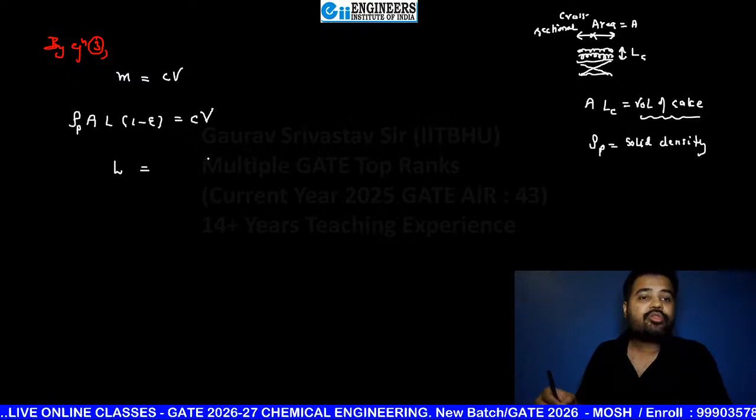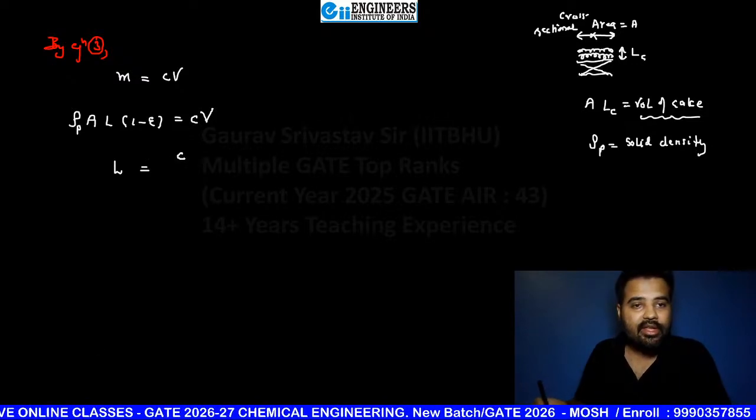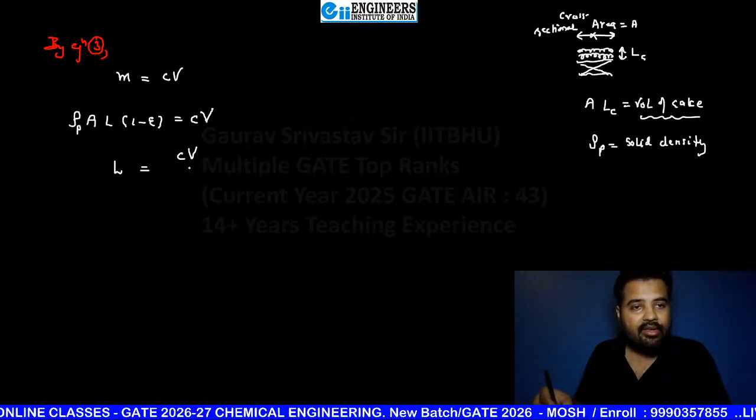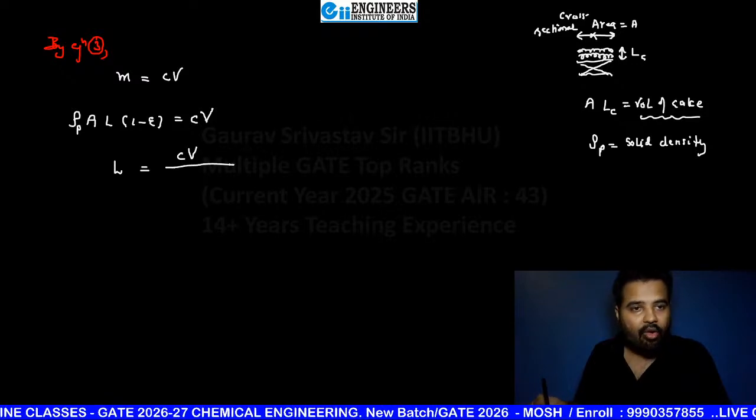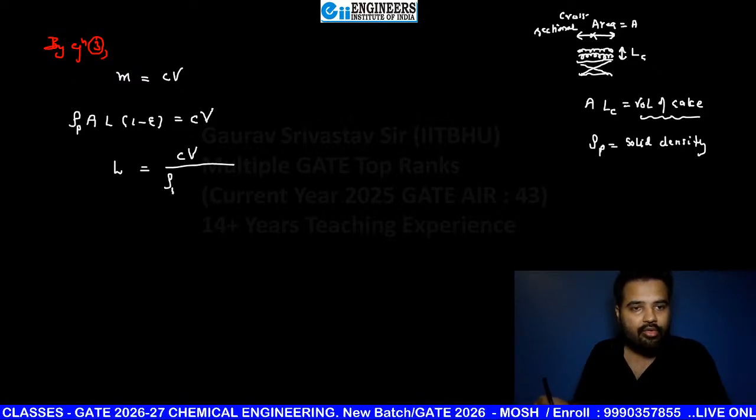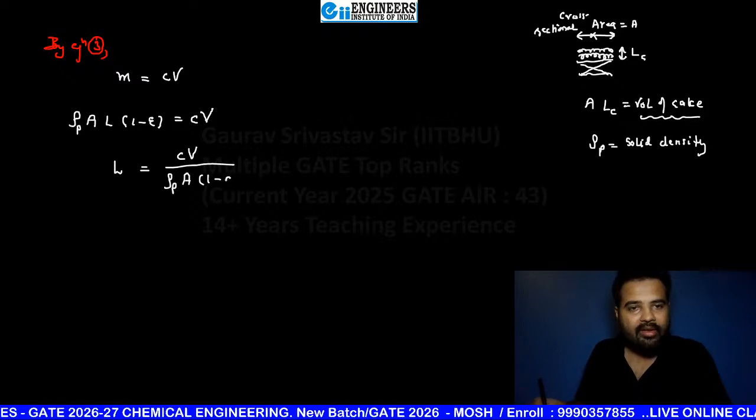So what should be the expression for L? It is CV upon rho P A into 1 minus epsilon.